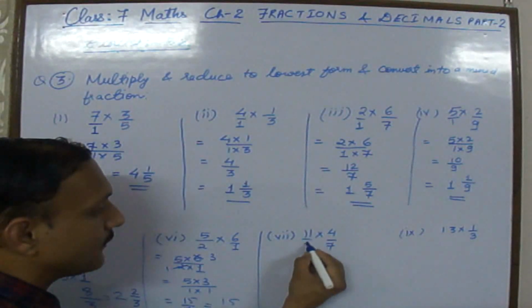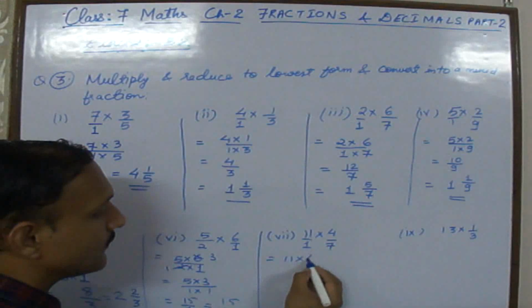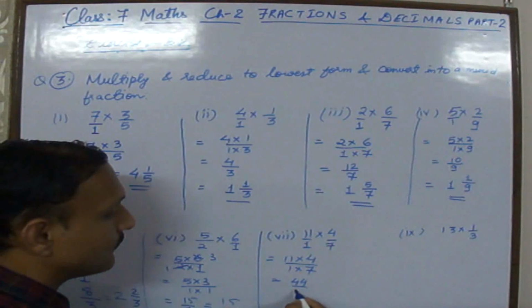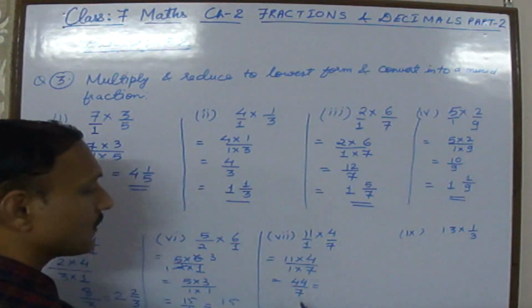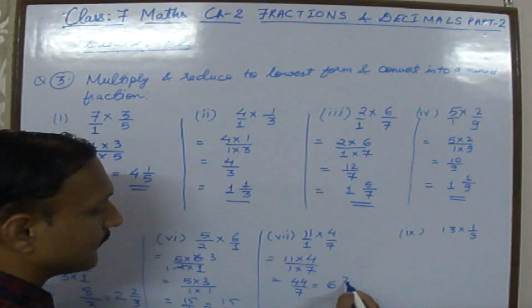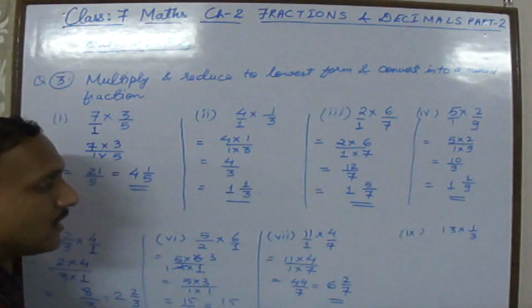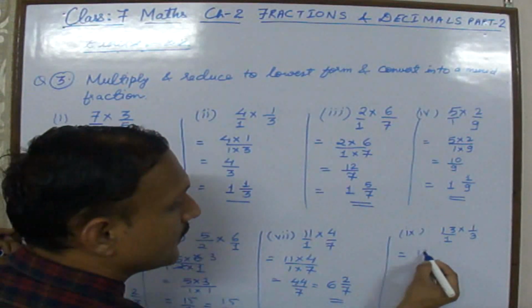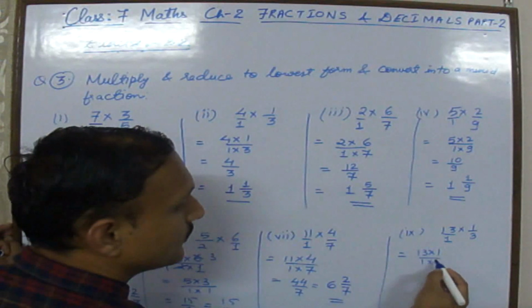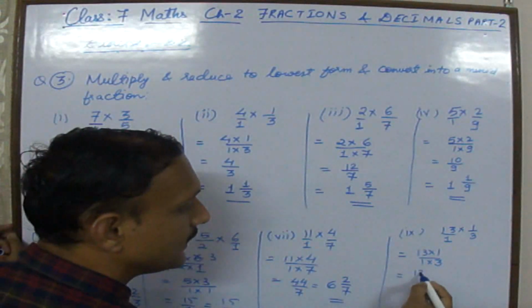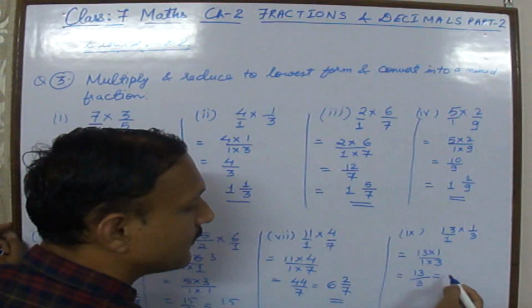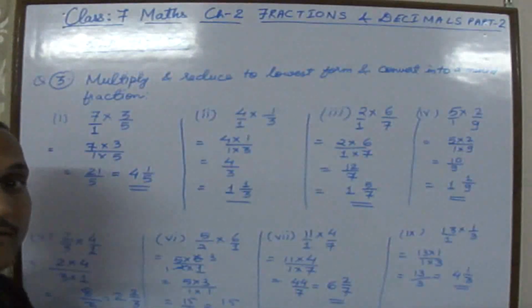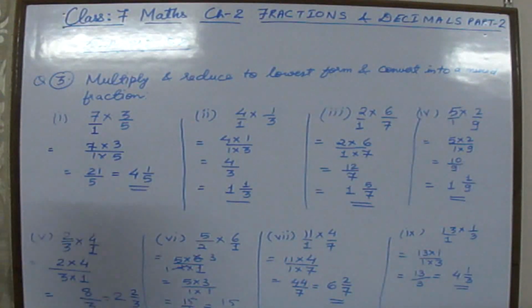Now here also put 1 as denominator. Multiply numerator with numerator and denominator with denominator. 11 4s are 44, 1 7s are 7. Convert. 7 6s are 42, 6 2 by 7. Now question number 9. Again put 1 as denominator. 13 into 1 by 1 into 3. So 13 ones are 13, 3 ones are 3. Convert into mixed fraction. 3 4s are 12, 4 1 by 3. So very easily we can multiply fractions with fractions.